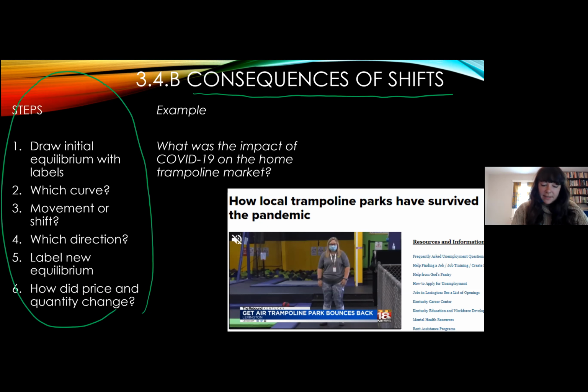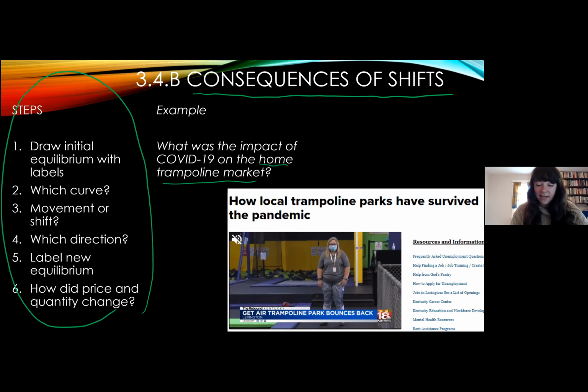So I think this is best demonstrated through an example. So for example, let's think about the home trampoline market and COVID-19. I'll tell you, I've been in the market for a trampoline since about April when it got warm enough because my 4-year-old, that was one of the only safe ways for him to get his energy out. All of the playgrounds around here were closed. So I've been looking for one for a long time. I can tell you prices have been very high and there haven't been very many available.